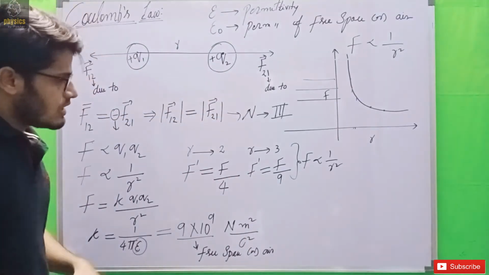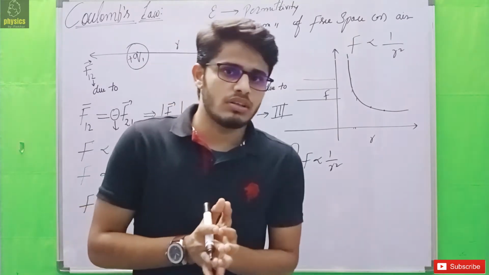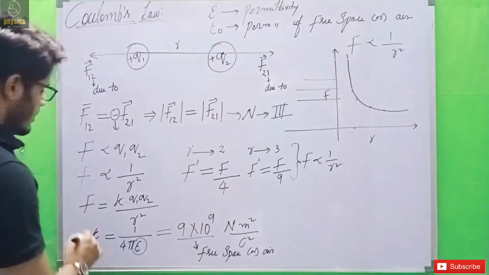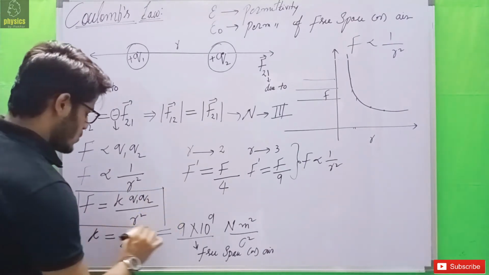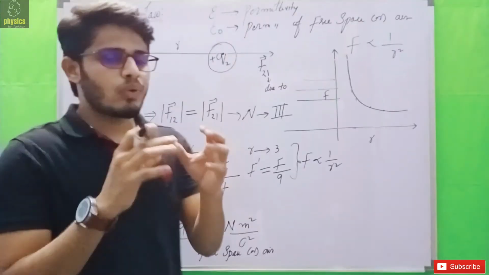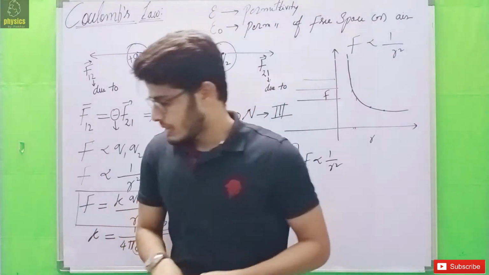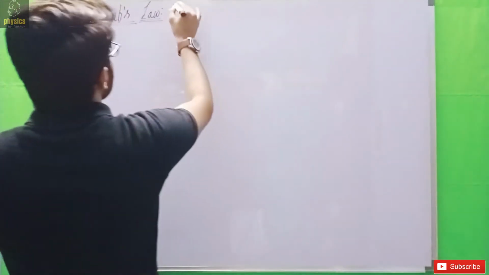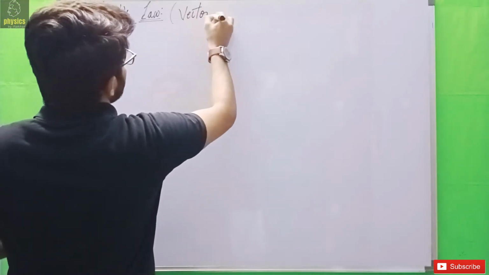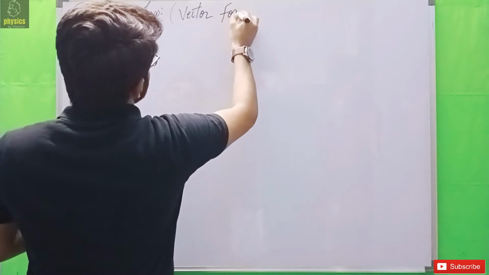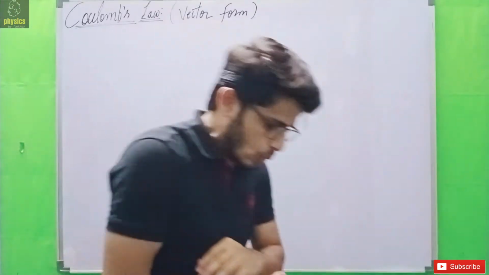Okay, now we'll see the vector form of the Coulomb's law. Now we'll see how to write the vector form of the Coulomb's law. So we are doing the vector form of the Coulomb's law.